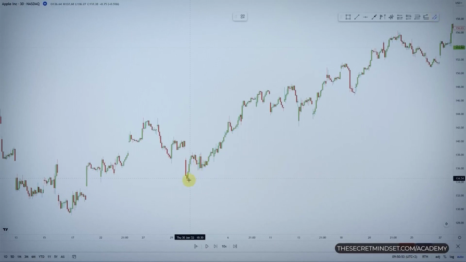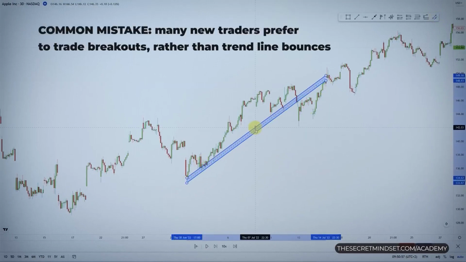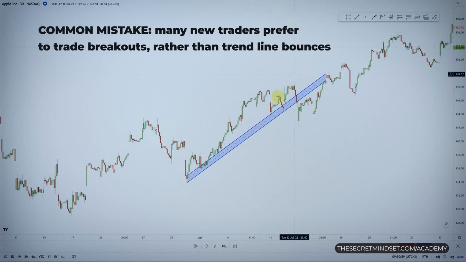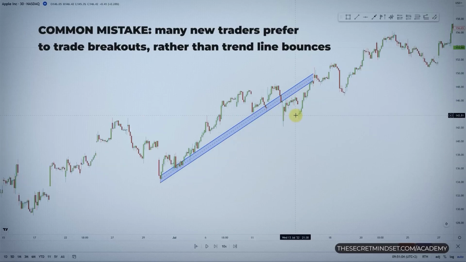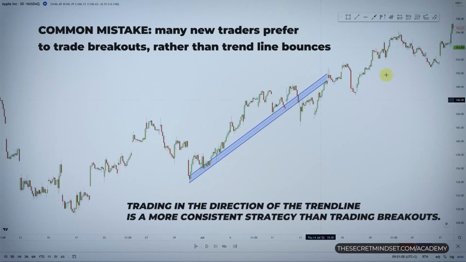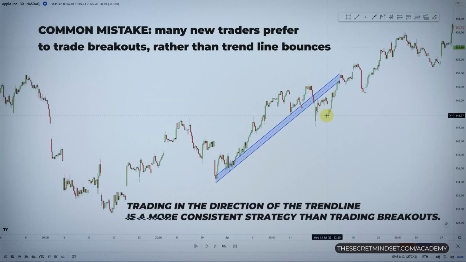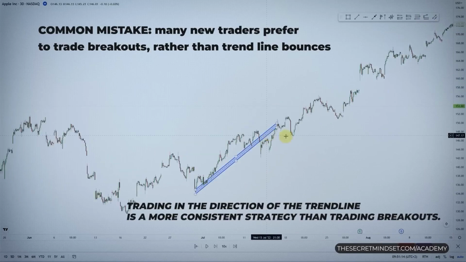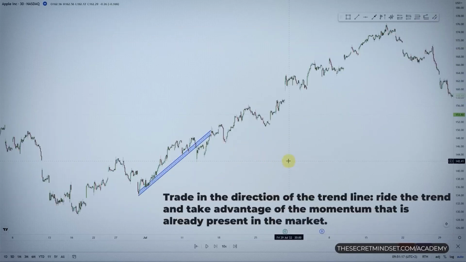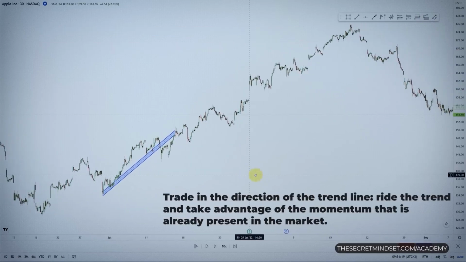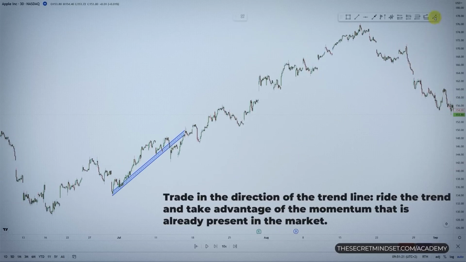There's a special appeal to trade a trend line breakout. I don't know why, but many new traders prefer to wait for the trend line to be breached, then trade the potential breakout. I've also been guilty of this mistake, and now I can tell you that trading in the direction of the trend line is a more consistent strategy than trading breakouts. This allows you to ride the trend and take advantage of the momentum that is already present in the market.